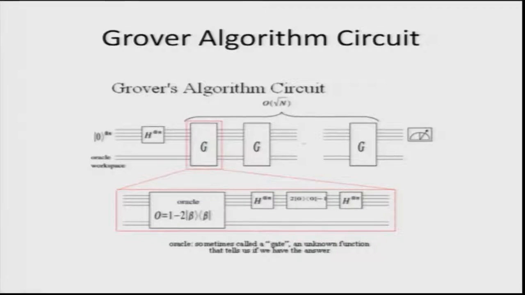This oracle is often also known as the Grover gate in some cases, an unknown function which tells us if we have an answer. So this is how the application of the Grover algorithm looks, the G gate, and we apply it on the order of root n times, and we should be able to get our proper solution, and this is our measurement. As we know, this is what we have set up as our measurement state, and this oracle workspace always maintains the oracle qubit, which does not change as a result of this process.